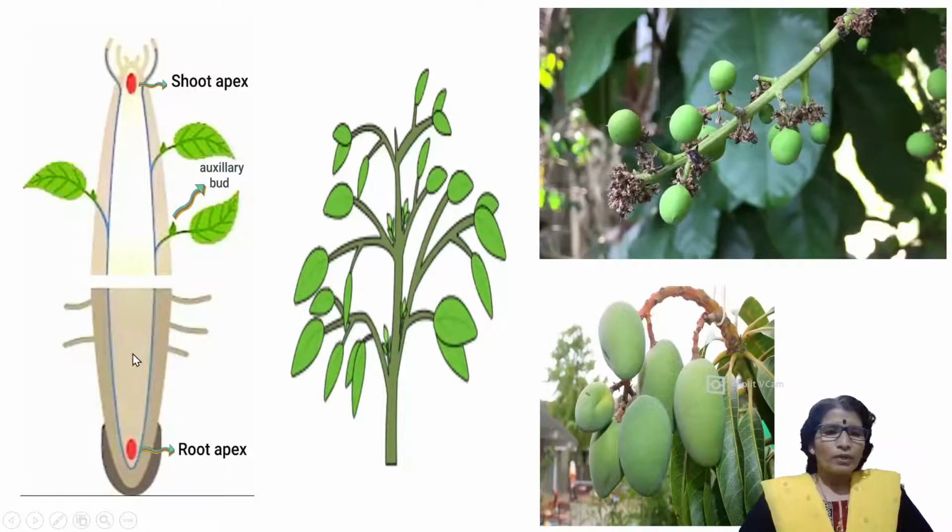This is plant body. The below one is the root system. The above one is shoot system. This is root apex. Here, repeated division takes place by the activity of cytokinins. That is why root system grow very lengthy into the soil.